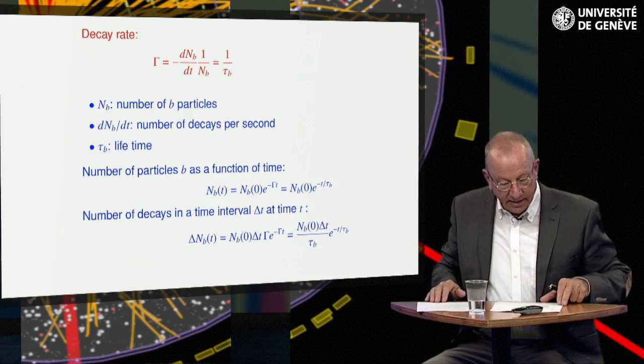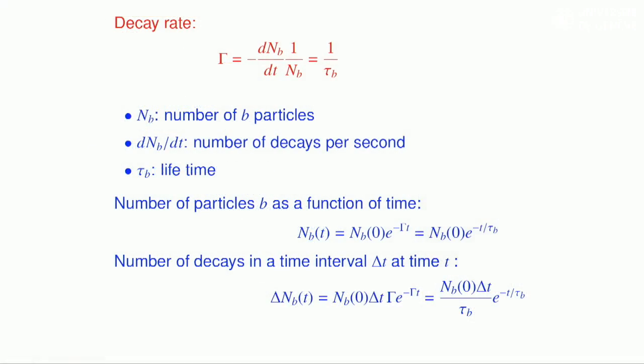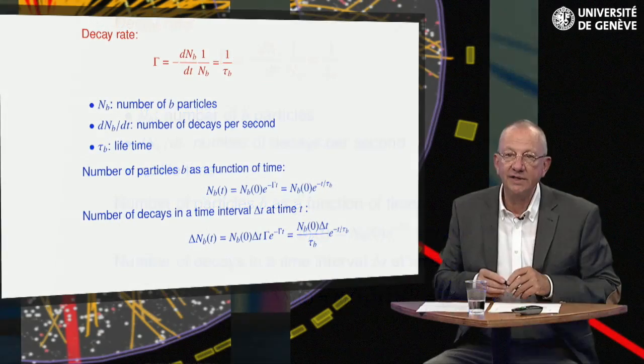As far as decays are concerned, the description is quite similar. There is of course no projectile, so we only consider the particles B in the initial state. We normalize the number of decays per second to their current number N_B to find the decay rate gamma. It is the inverse of the lifetime tau_B. The decay rate gamma has the dimension of an energy. It is also called the width of the particle because it corresponds to the uncertainty in the mass of B particles. Therefore, it can be measured either by measuring the lifetime of the particle or by observing the width of the invariant mass distribution of its decay products.